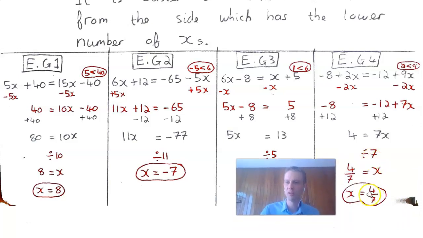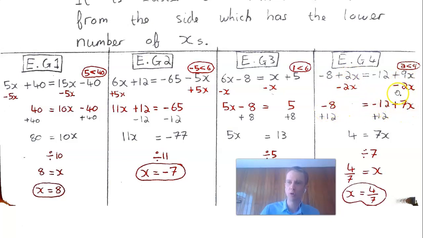Okay. Looking at example 4 there, another fractional answer. This one's a bit of a longer one. We've got 2x and we've got 9x. So we have the least number of x's on this side, so we can eliminate that first, that 2x. 2x minus 2x is nothing. 9x minus 2x is 7x. Gives us this line here.